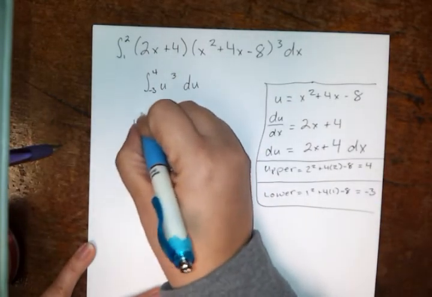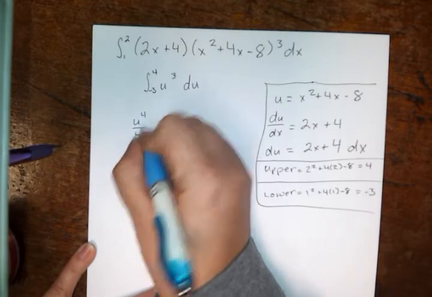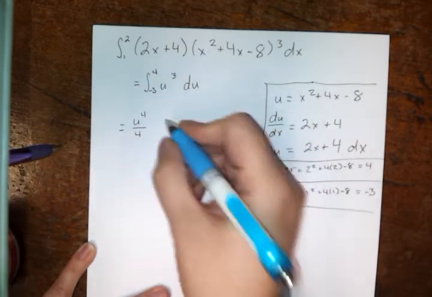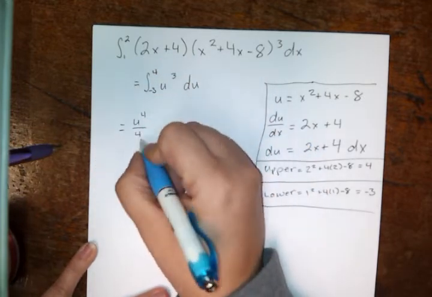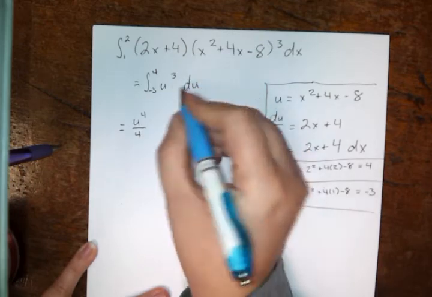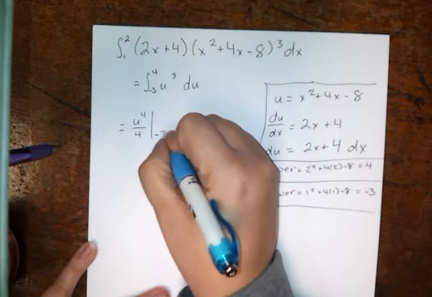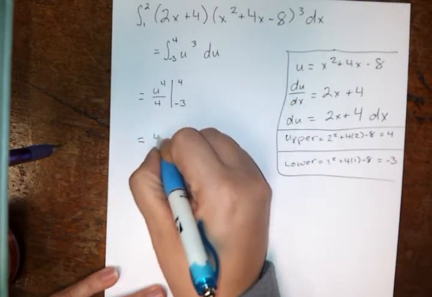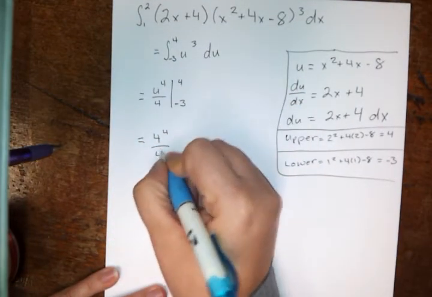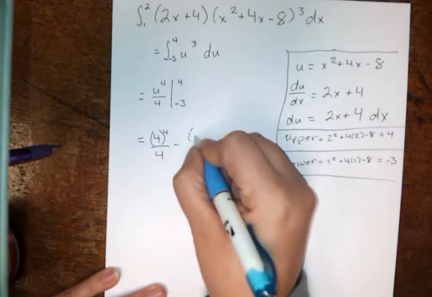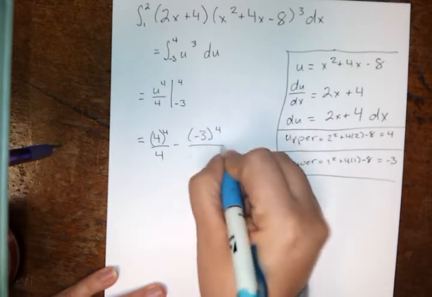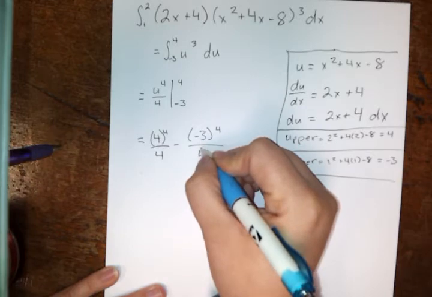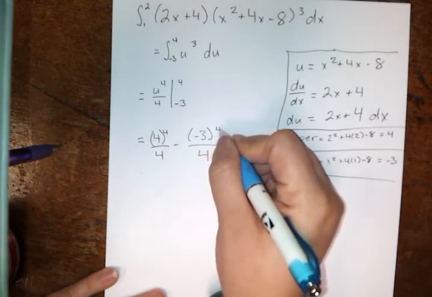So we've got u to the 4th over 4. Get some equal signs in here. Keep forgetting those. Goodness. So u to the 4th over 4, because that's the integral of u to the 3rd, evaluating from -3 to 4. So that's going to give us 4 to the 4th over 4 minus -3 to the 4th over 4. Make sure your -3 goes into parentheses because we're raising to the 4th power.